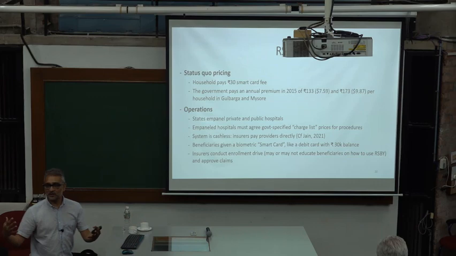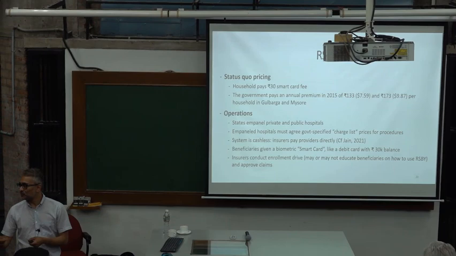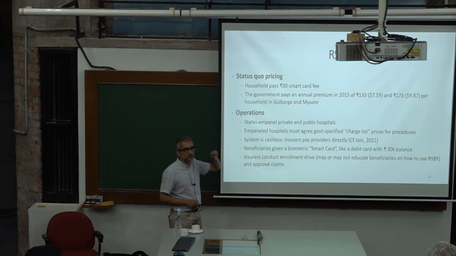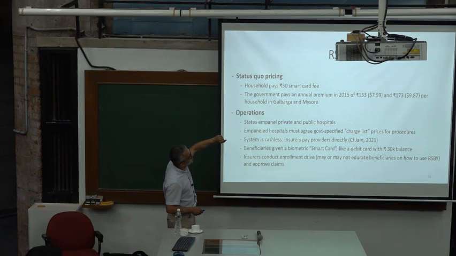Okay? Now you can tell another story, which is that people won't value something if they don't pay a little bit. We can tell that, but I think of that as more of a post hoc explanation than the actual explanation, if you talk to people that are actually administering the program. So you had to pay a 30 rupee smart card fee. The government paid the annual premiums. The premiums are incredibly low.